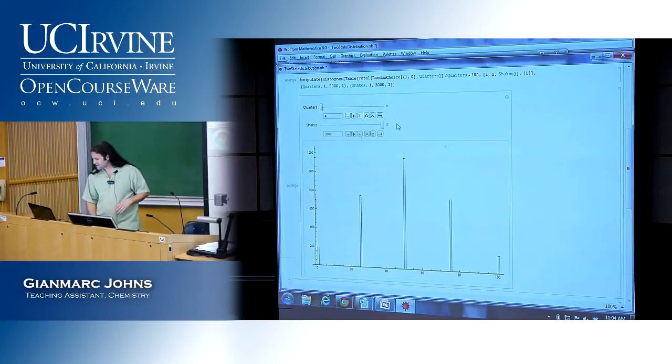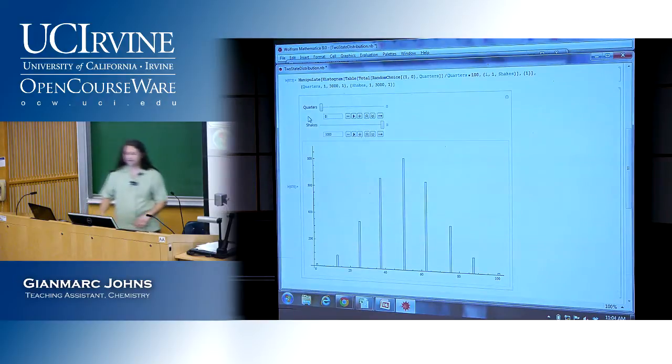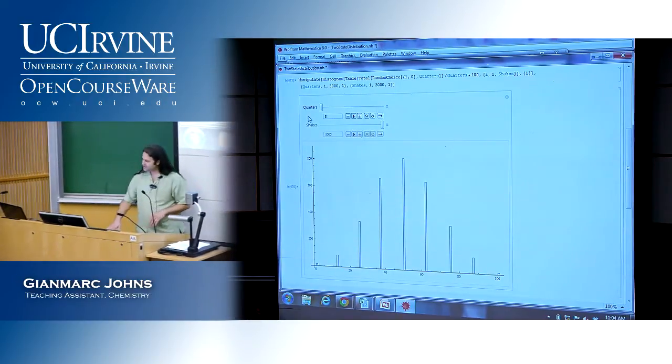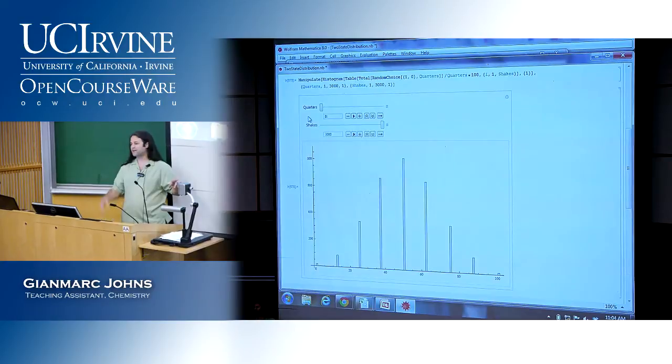So let's play with this a little bit. We'll leave the number of shakes at 3,000 so that we know we're sampling our system well for all of these times. But let's up the number of quarters. So let's say there's 8 quarters in the box. So now I put 8 in there. Now you still see a Gaussian distribution, right? And it looks like we actually still got a few that were all heads and all tails.